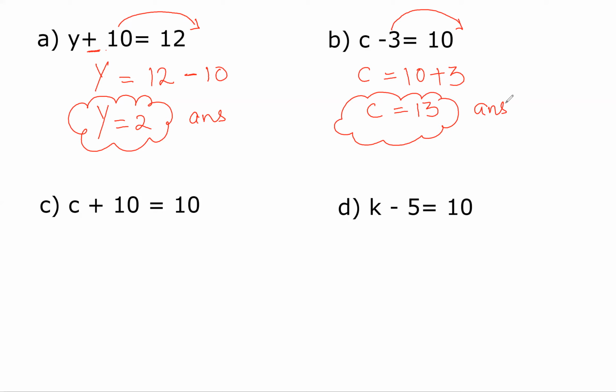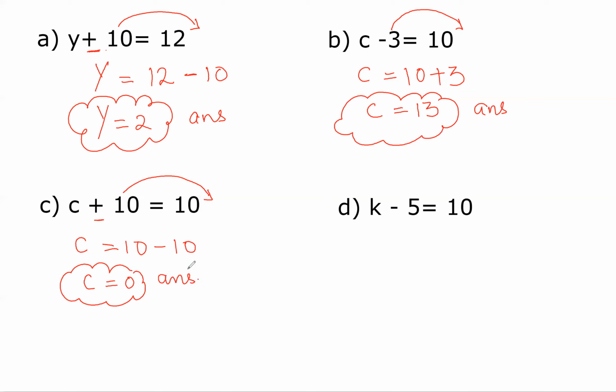All right. Now, next question here, doing the same thing. I keep my variable there, take my 10 to the other side, check the sign, it's positive. When it goes to the other side, the sign will change to negative. 10 minus 10 gives me 0. So C will be 0 here, and that's my answer.